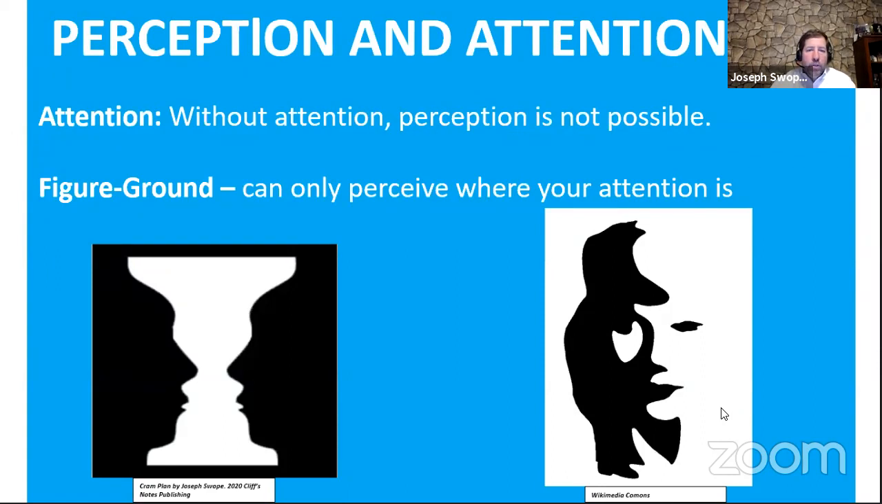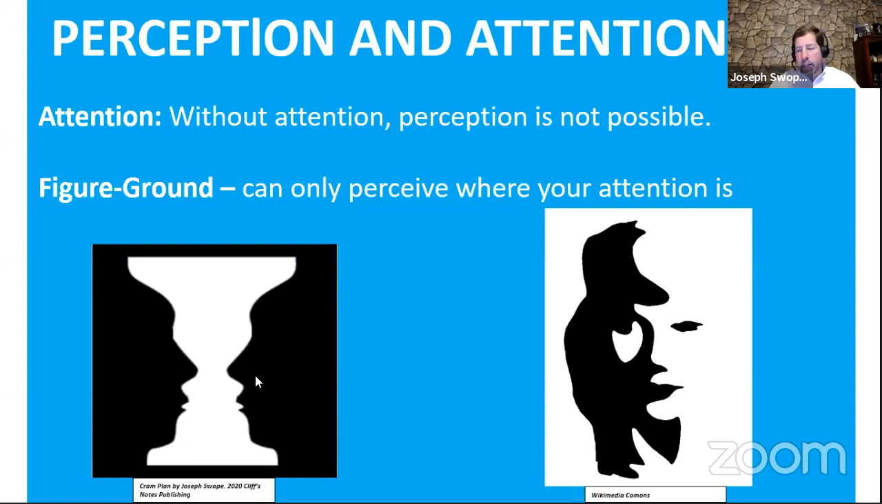Now, how are perception and attention interwoven? Well, without attention, I don't think you can perceive anything. You might be able to sense something, but I think attention is necessary for perception. And the example here is called the figure ground. The face vase illusion. Well, we could call it an illusion right now. If you're focusing on the figure, which is the vase, you can't perceive the background, the two faces. If you're looking at the two faces, you can't see the vase.